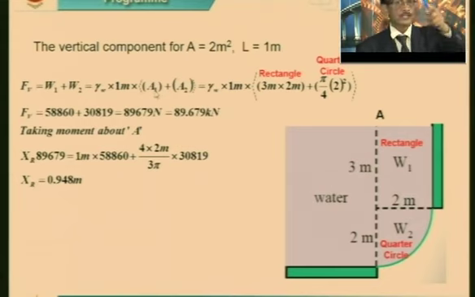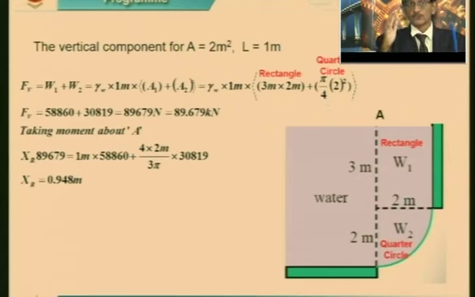Area 1, what is area 1, my dear friends? You can see in the diagram, it is a rectangle. What is the value? 3 into 2, you can see here, rectangle 3 into 2, correct? Correct. Next, the quarter circle, what is the radius? 2, so pi r square by 4, very important. This is the way you have to analyze the problem.